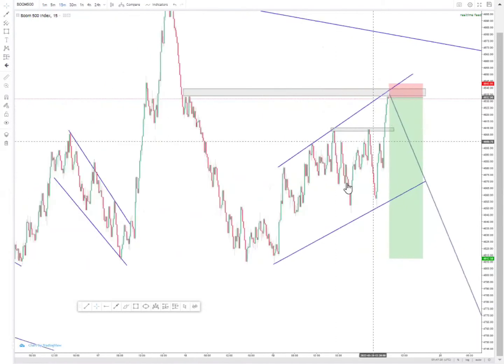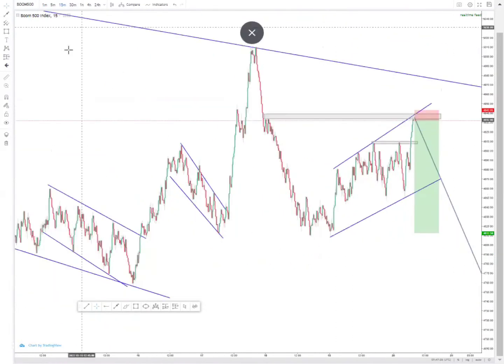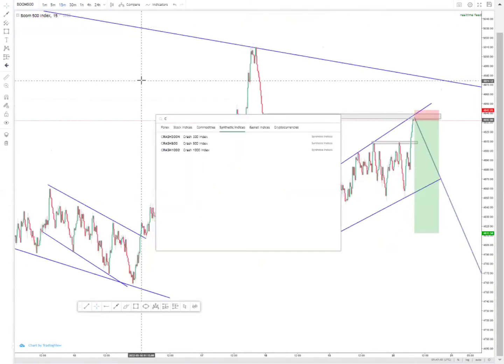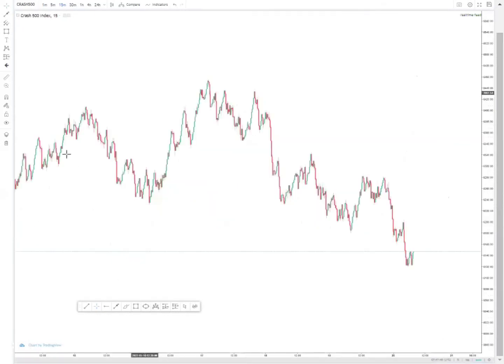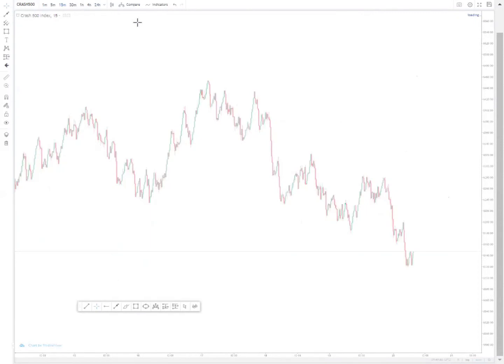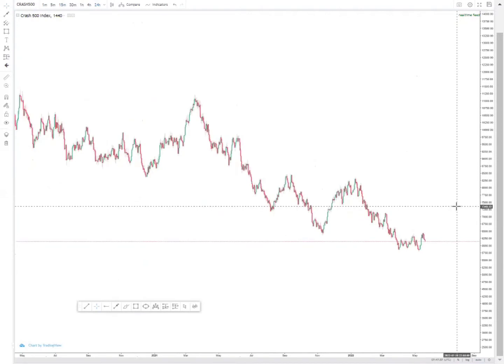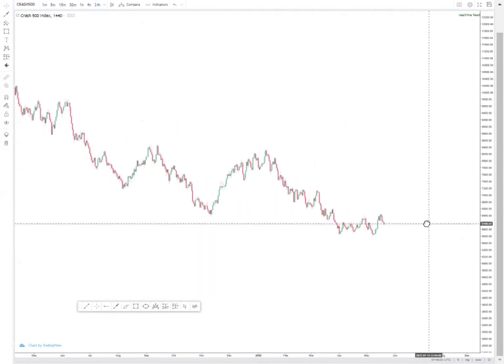Okay, let me show you another one. Let's go to Crash 500. I just want to show you how you can trade these things. These things are simple. Trading the Falcon strategy is one of the easiest strategies that I've ever seen.